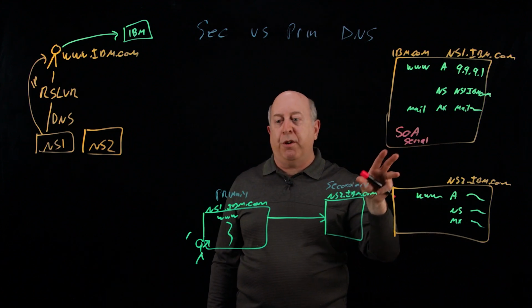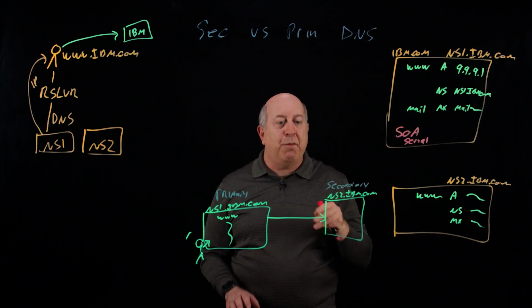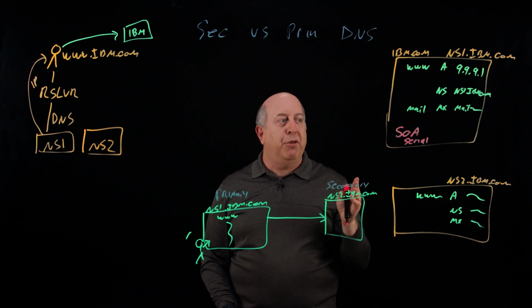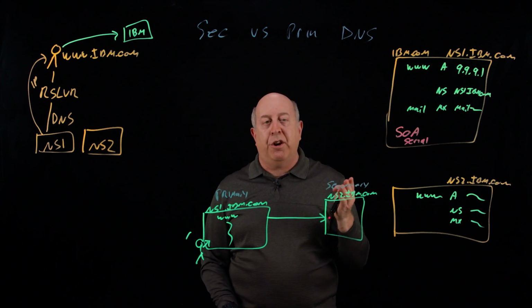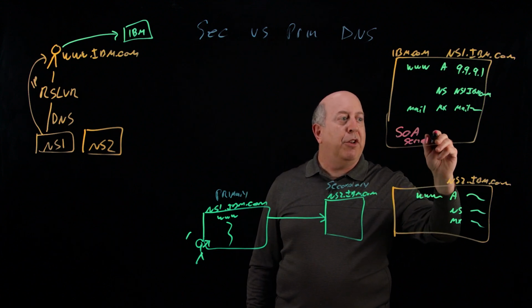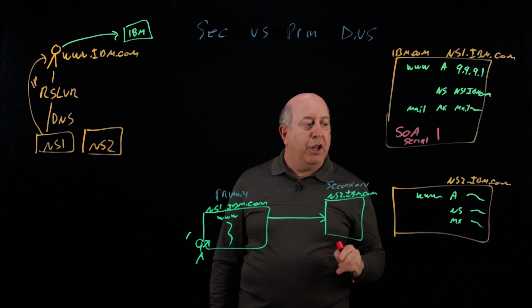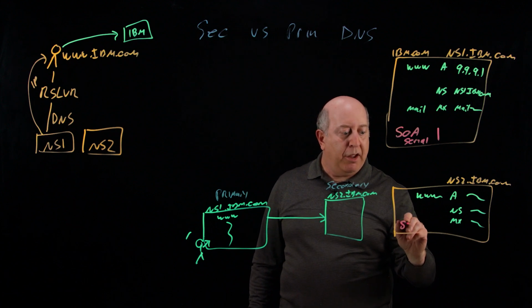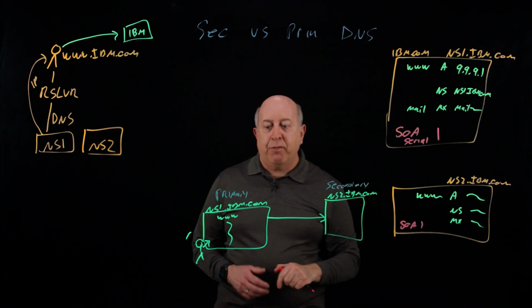And the SOA serial number can be any number. A lot of people use dates. Some people use just integers that are increasing. For the purpose of this talk, I'm just going to use an integer. So I'm going to say it starts at SOA 1. The copy that I make is also going to be SOA 1.